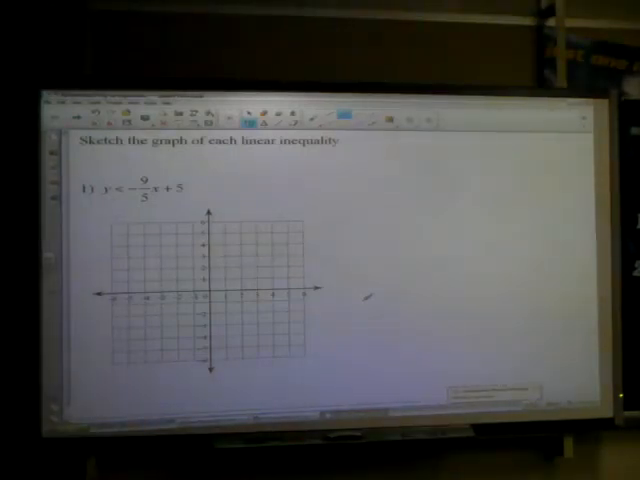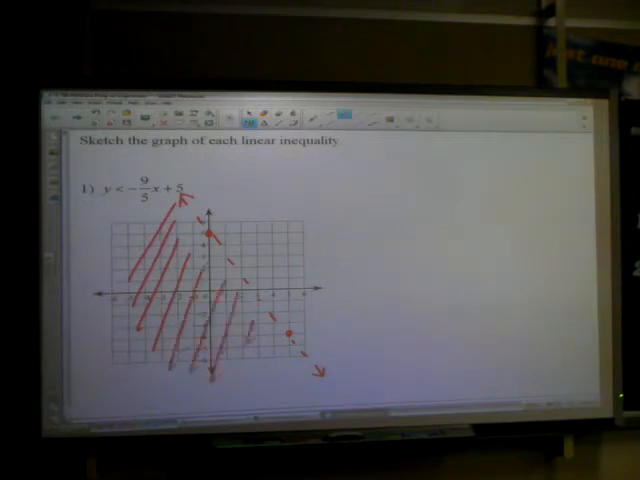Alright, so let's go ahead and go over the warm-up for today. Should be review stuff that you did really well with on your final exam, so I'm not too concerned that you had trouble with this. Y intercepts at 5, down 9 over 5. Is it going to be dotted or solid? Dotted. And are we shading above or below? Below. It is less than, so we want to shade everything over here.